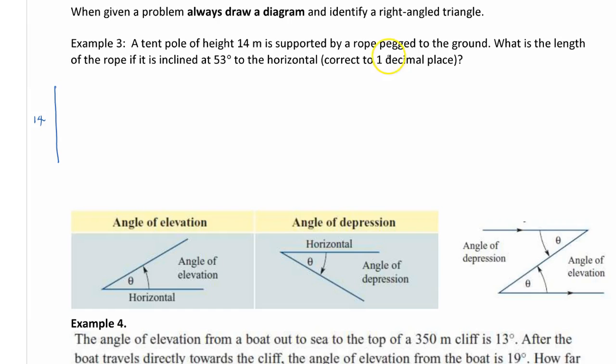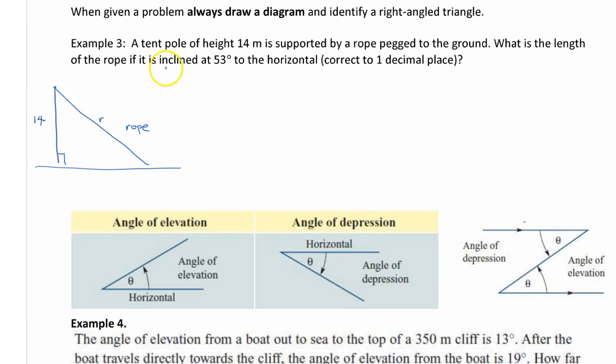It's supported by a rope pegged to the ground. So here's the ground and here's our rope. It's pegged to the ground. What is the length of the rope? Well, I think that's going to be the hypotenuse side. Our pole is at 90 degrees to the ground. Let's call that R for the rope.